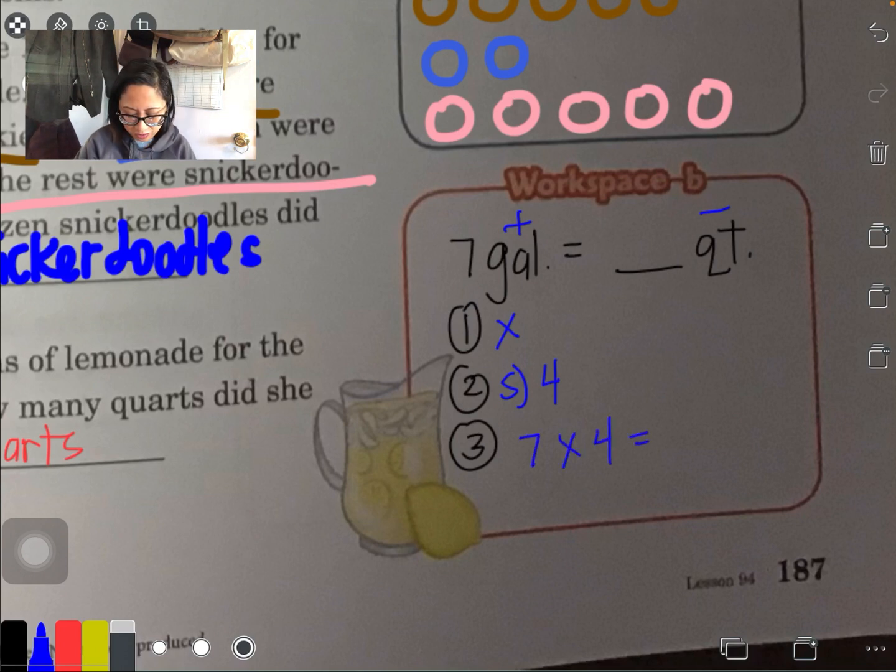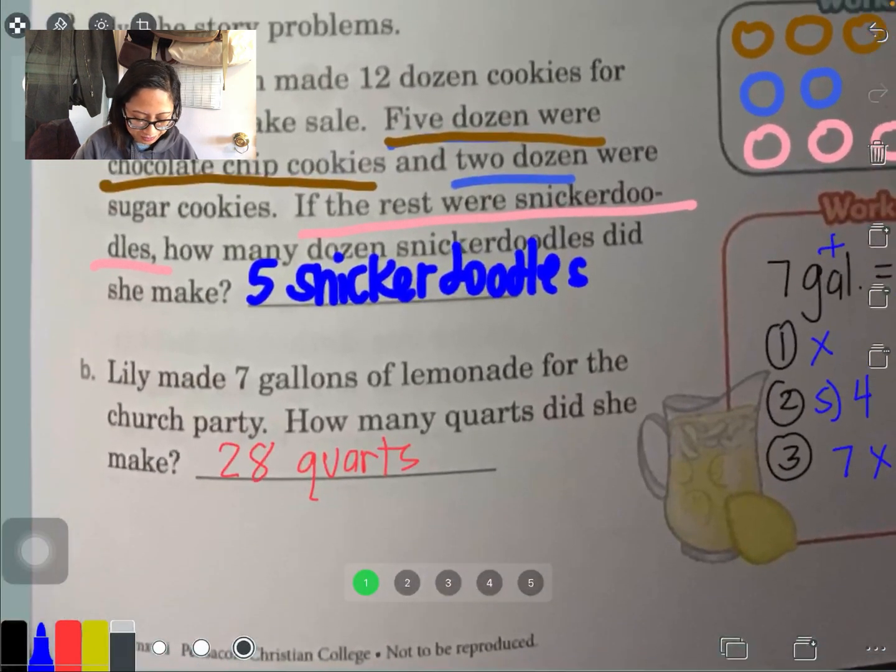7 times 4. We know this already. 7 times 4 is 4, 8, 12, 16, 20, 24, 28. Or if you want to count by 7, 7, 14, 21, 28. Either way, 4 times 7 is 28. 7 times 4 is 28. And that's what we have here.